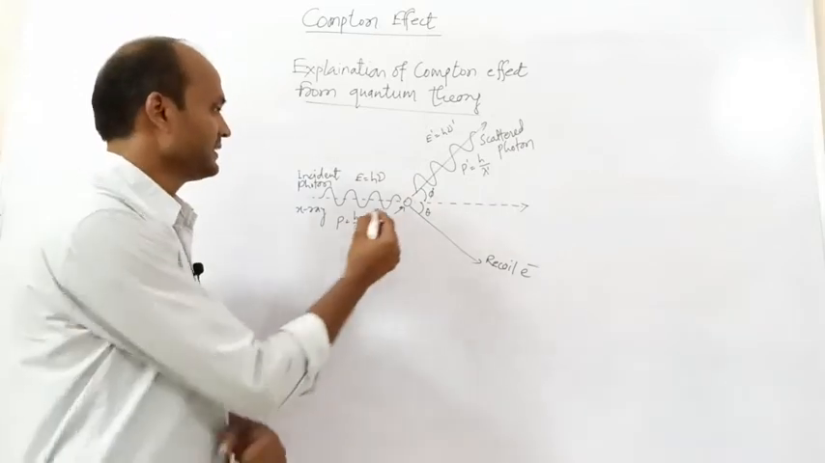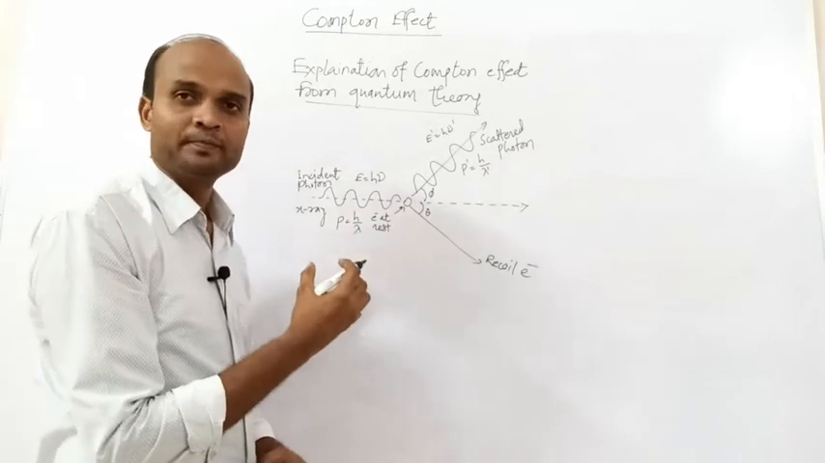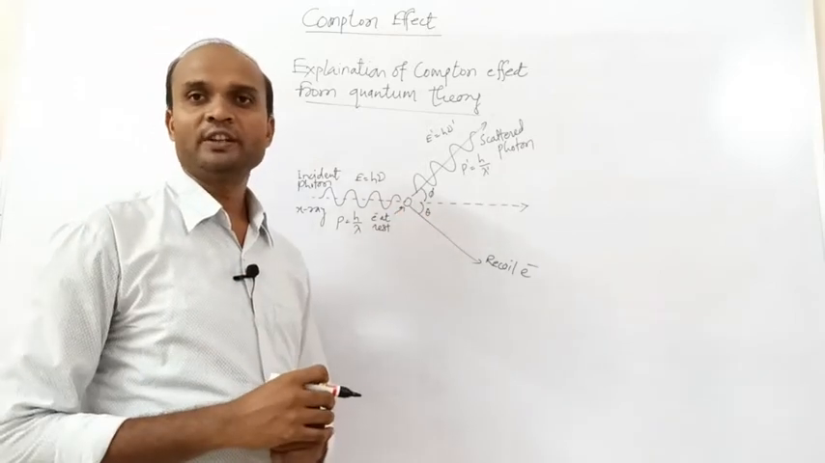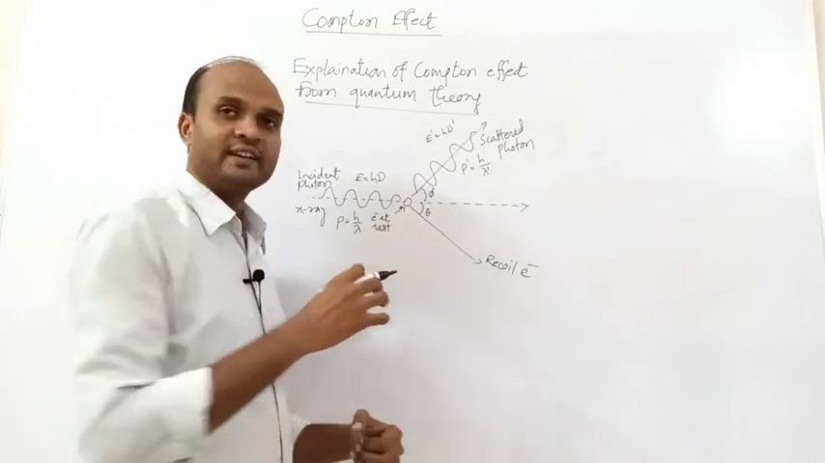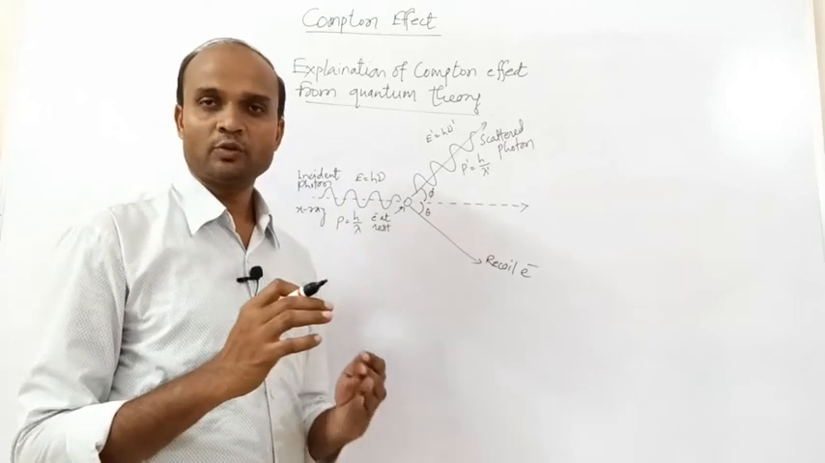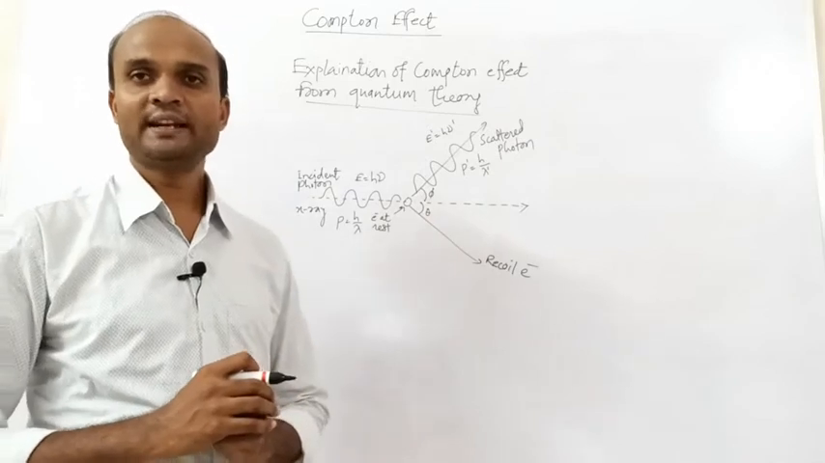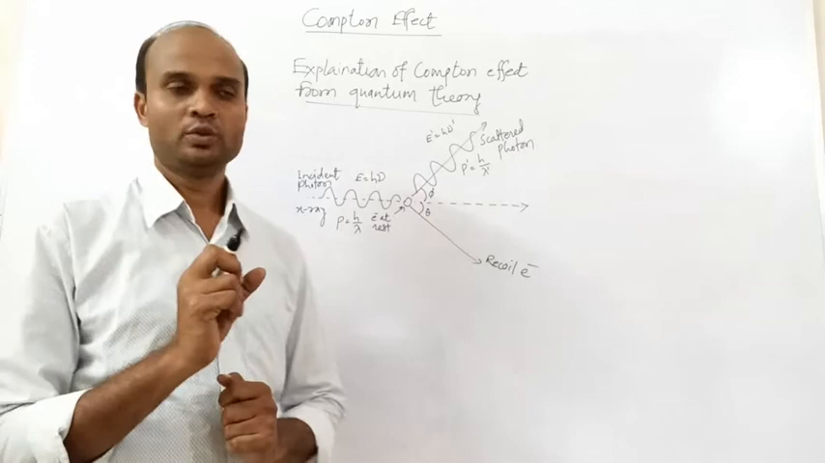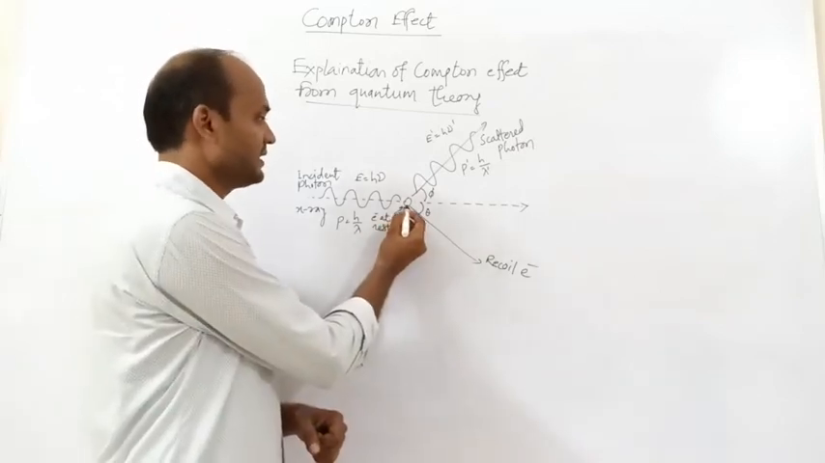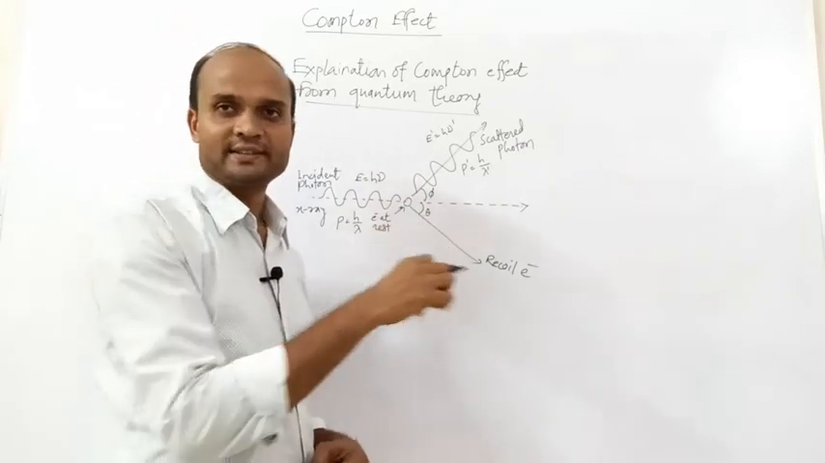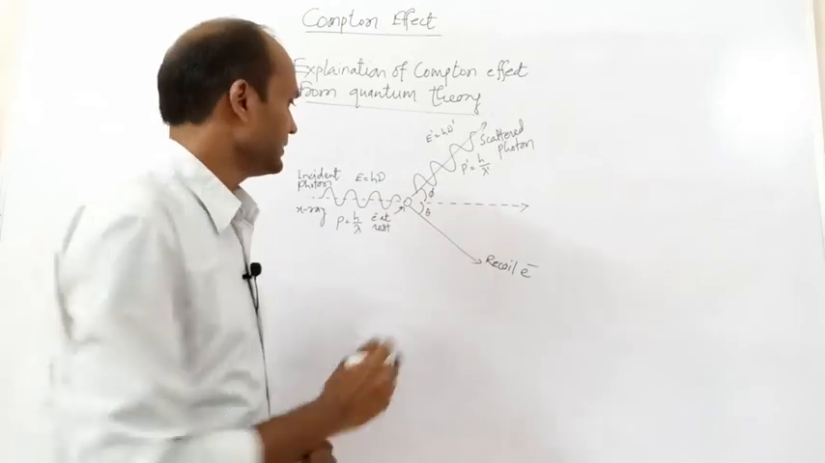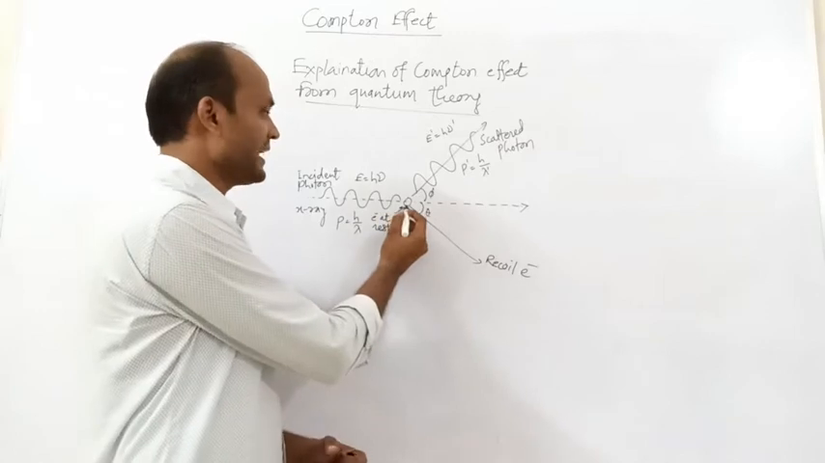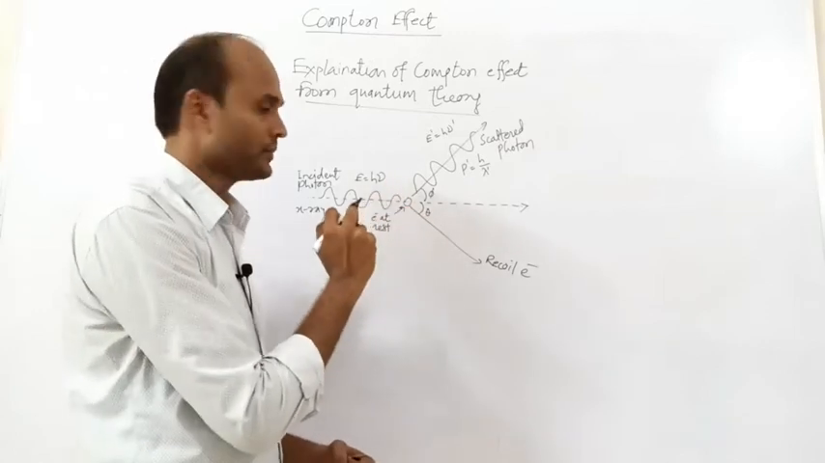So Compton initially assumed that the loosely bound electron in a scatterer is at rest. It was assumed by Compton that the electron is at rest and free to move. So this is an electron which is at rest, and that's why its kinetic energy will be equal to 0. It is at rest and it is free to move.